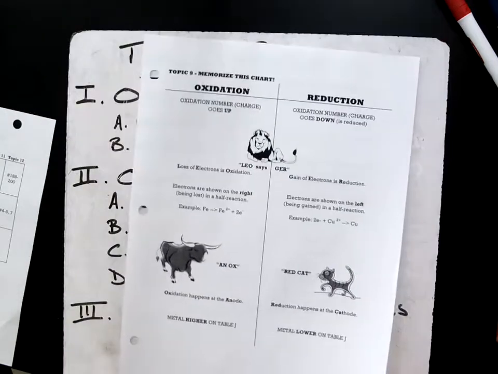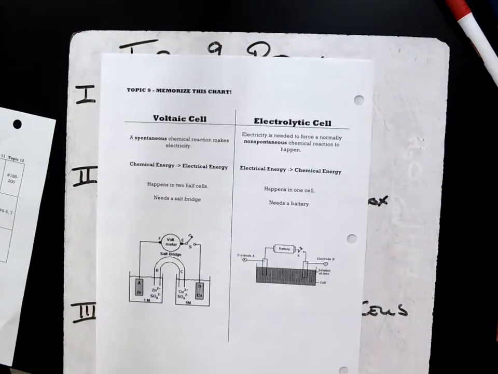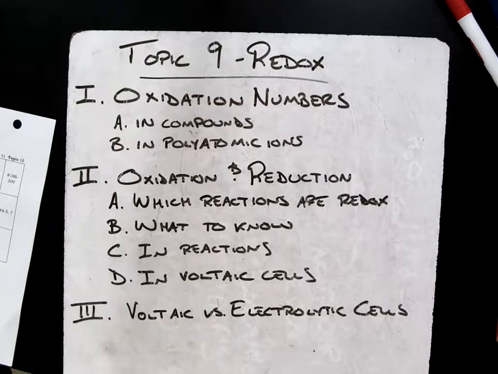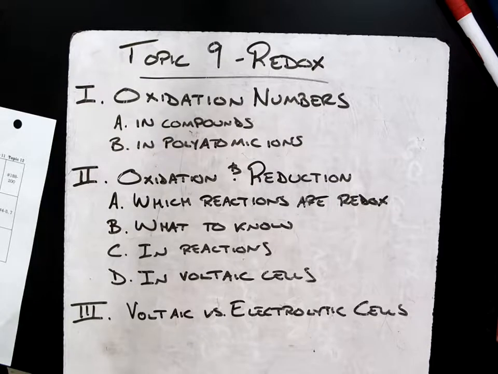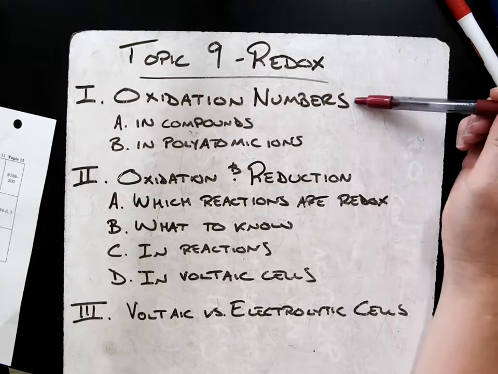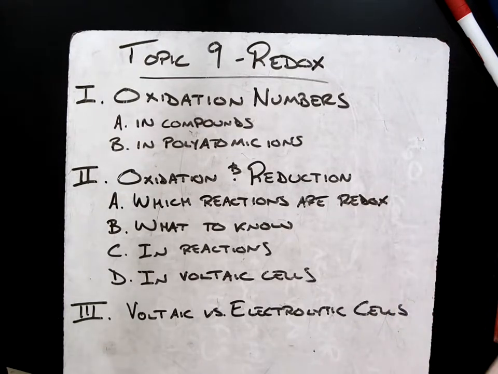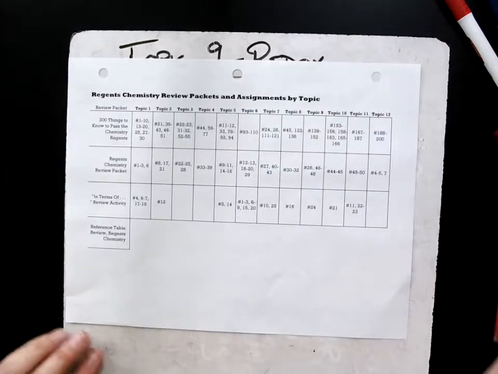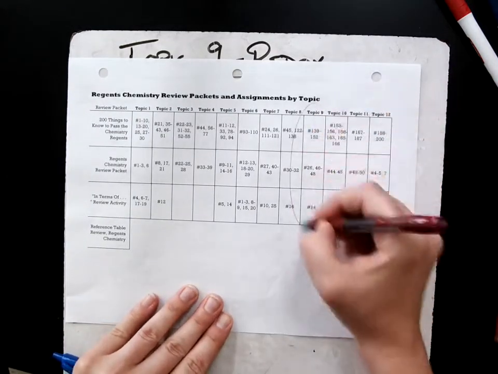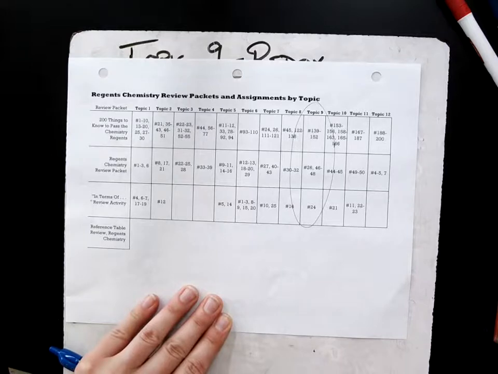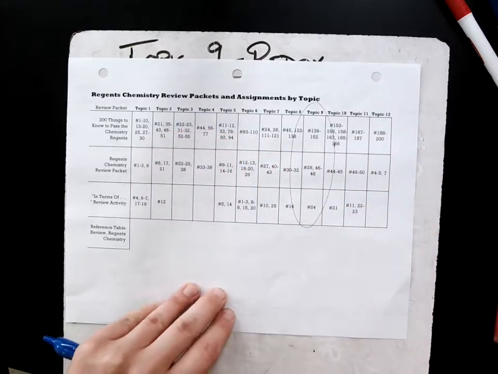If you really do memorize these two charts and how they are put together, you'll be in a very good position to answer any Regents question about oxidation reduction. But instead of starting with these charts, I'm going to show you how I would reconstruct them from memory. First, though, we need to look at oxidation numbers. Once we're done with this video, you should start on your topic 9 questions out of your various packets. So these questions out of these 3 packets.